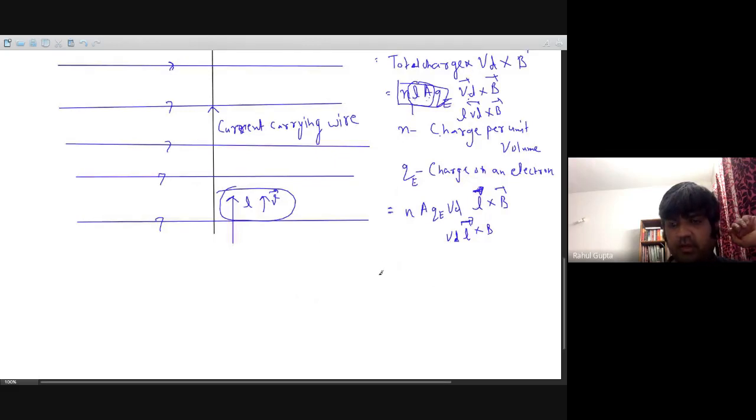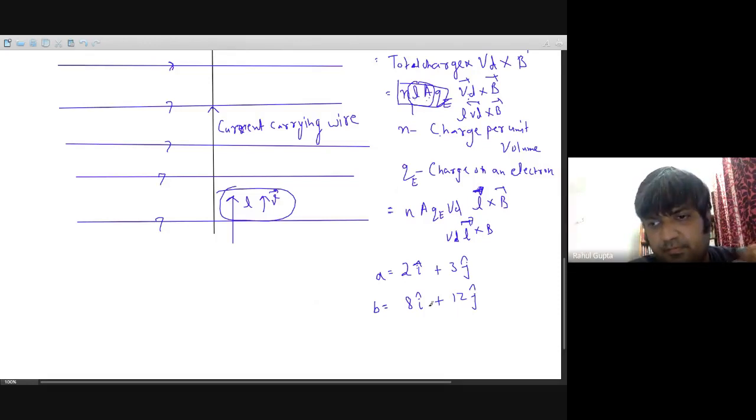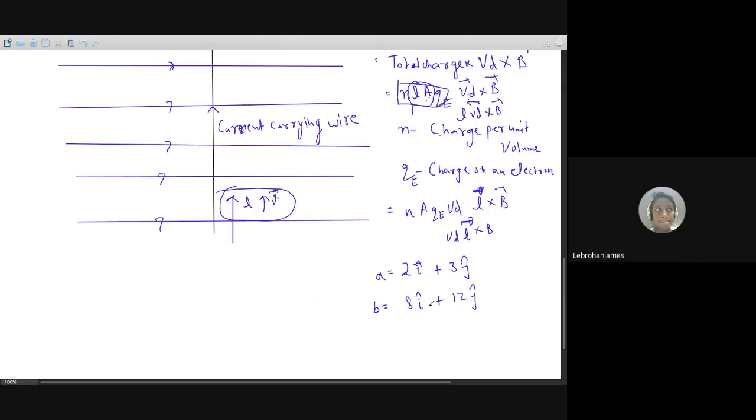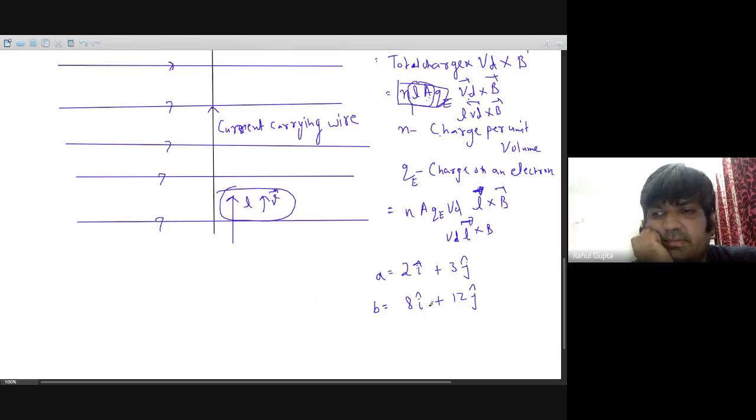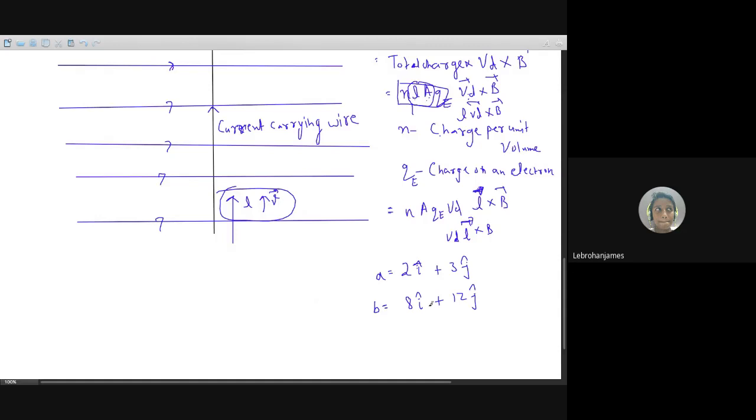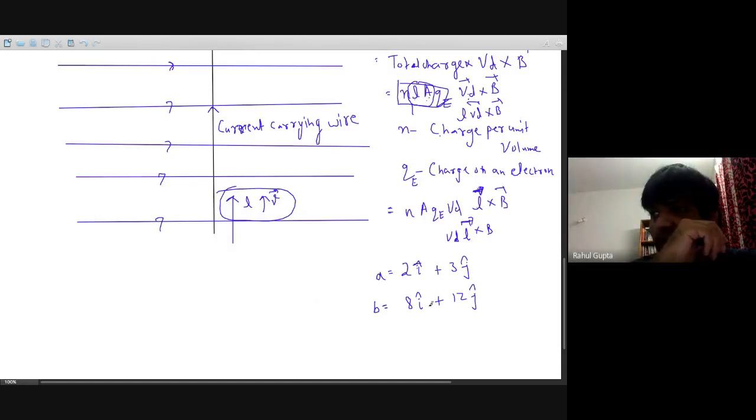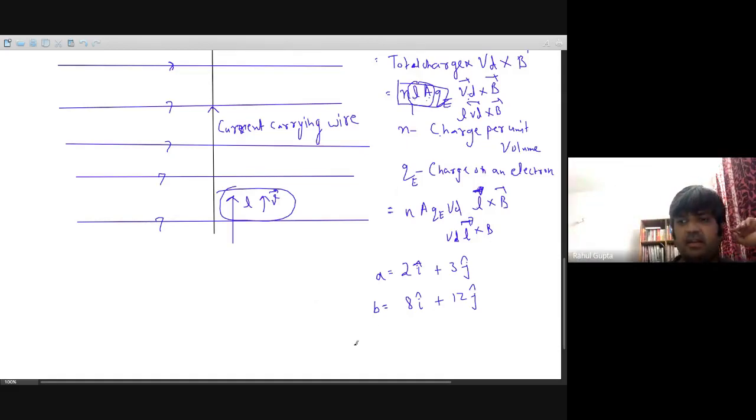Okay. Don't worry. So let's say there are two vectors. Let's call them A and B. Let's say A is 2i cap plus 3j cap, and B is 8i cap plus 12j cap. Are they parallel vectors or not? Sir, they are parallel, because even though the magnitude is different. Yeah, magnitude might be different, but they are parallel, right?